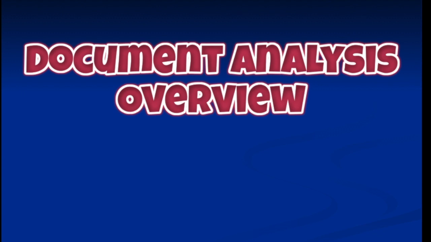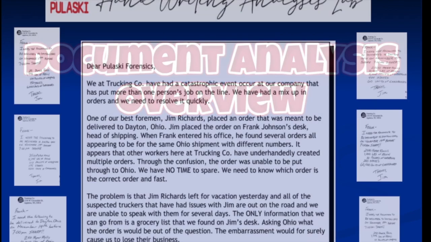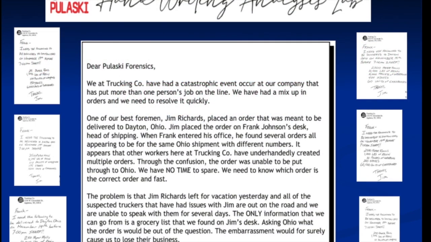This is going to be a quick document analysis review to help you with the challenge that we have in front of you. A trucking company has had a catastrophic event occur and has put more than one person's job on the line. They've had a mix-up in orders and they need to resolve it quickly. One of their best foremen, Jim Richards, had placed an order that was meant to be delivered to Dayton, Ohio. Jim placed the order on Frank Johnson's desk, head of shipping.